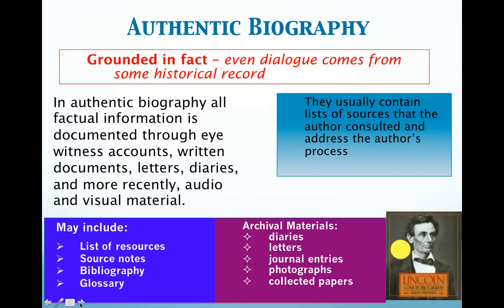Authentic biography is grounded in fact. Even dialogue comes from some historical record, some sort of archival material. In authentic biography, all factual information is documented through eyewitness accounts, written documents, letters, diaries, and more recently, audio and visual materials. It may include a list of resources, source notes, bibliography, glossary. Archival materials can be diaries, letters, journal entries, photographs, collected papers. If it's truly authentic, it usually includes a list of sources and addresses the author's process. There's usually some sort of author's note.